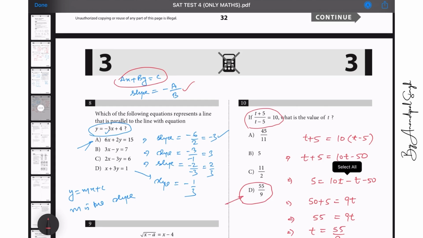So students, this is how we attempt the questions. Why am I doing this paper in small bits? Because I just want to show you how you can do each question in less than a minute.